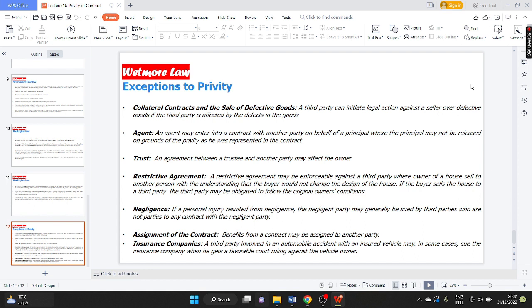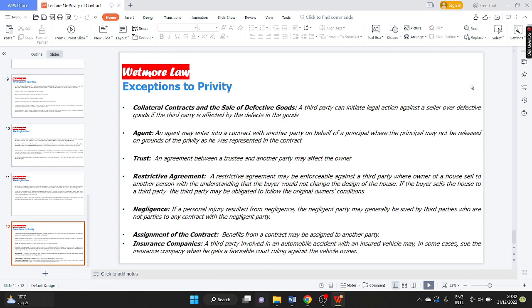Exceptions to privity. Collateral contracts and the sale of defective goods. A third party can initiate legal action against a seller of defective goods if the third party is affected by the defects in the goods. Agent. An agent may enter into a contract with another party on behalf of a principal, where the principal may not be released on grounds of privity as he was represented in the contract. Trust. An agreement between a trustee and another party may affect the owner.